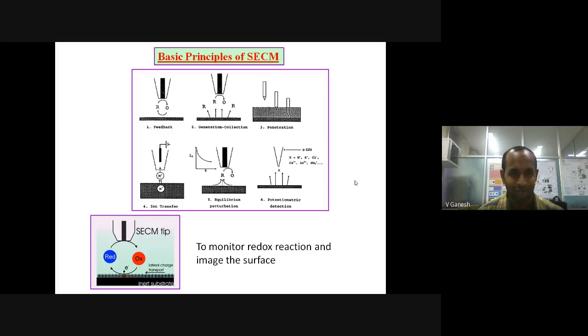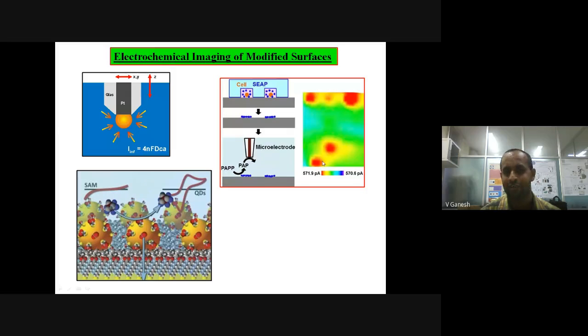Maybe I will just skip a few slides. But remember that one can image, and at the same time one can carry out a reaction. That's the kind of nanoparticle distribution over the surface. Wherever you observe a high current, you are measuring the current due to the electrochemical reaction.